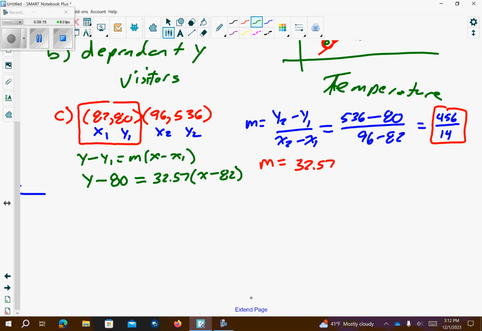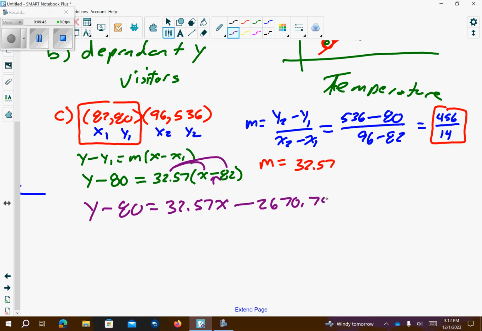Okay, we want to clean this up a little bit. So I'm going to distribute over the parentheses, so I get y minus 80 equals 32.57 x, and then 32.57 times 82 is negative, because there's a negative sign right there, 2670.74. We're going to add 80 to both sides.